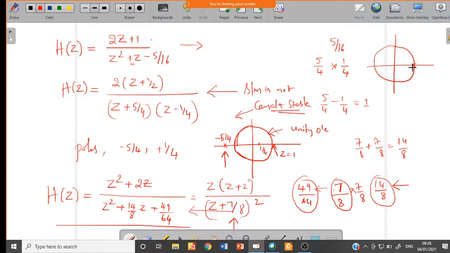So now if this one is z equal to 1, the unity circle, what is 7 by 8? It is less than 1. So somewhere here, minus 7 by 8. Both the poles exist at the same place. So is it inside the unity circle? The poles, all the poles of this transfer function? Yes, it is inside the unity circle. So then what we can say? Now we can say this system is both causal and stable.